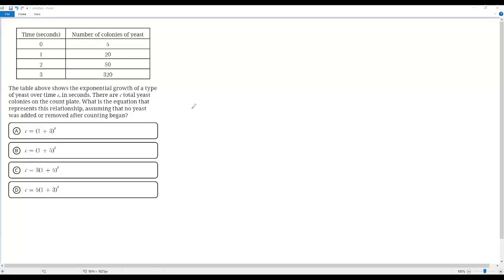So actually the question clearly says this is exponential growth, and the exponential growth formula in general, what we write is y equals a times b to the power t. Here y represents the amount of stuff at the time t, and a is the initial amount of stuff, that is when t is equal to 0, and b is the growth factor.